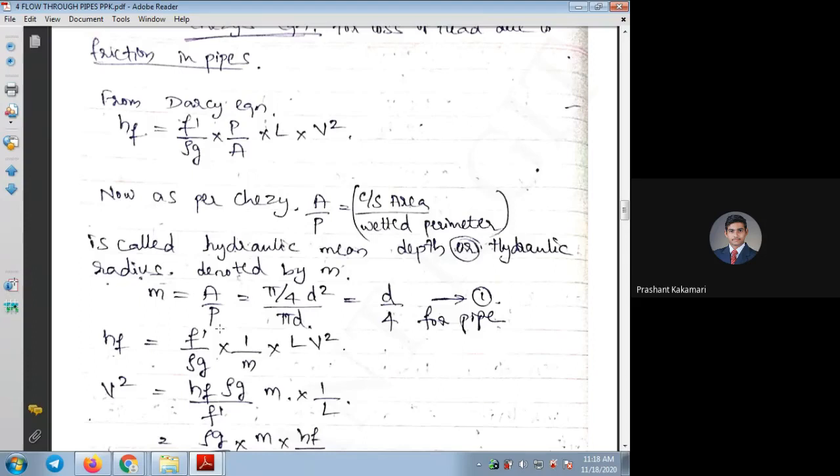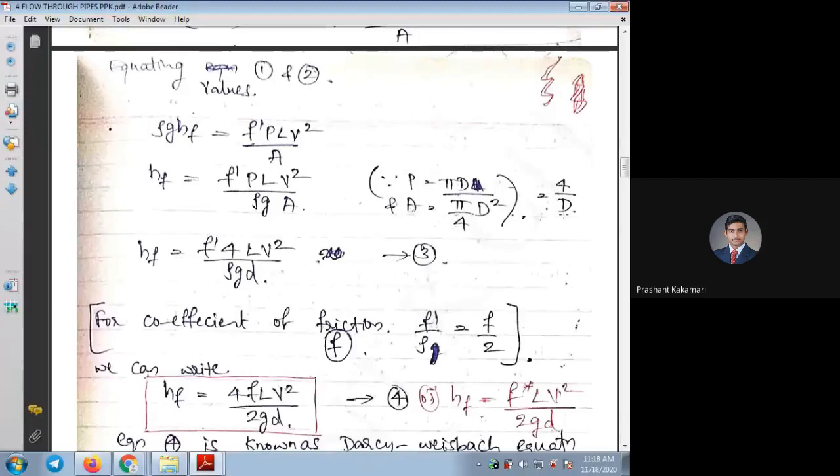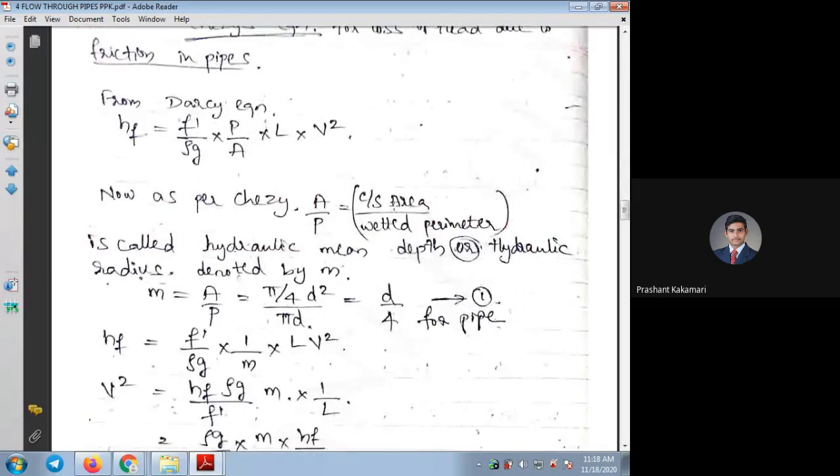Now in Chase's equation, what he has done is take this area by P, just the reverse. Earlier we had taken P by A, which we took as 4 by D. Now Chase's reverse: A by P equals what? Cross section area is pi by 4 d square, and the perimeter is pi d. If you take the ratio reversed, it is d by 4. This d by 4 he mentioned as factor m. So m is the diameter of the pipe divided by 4.